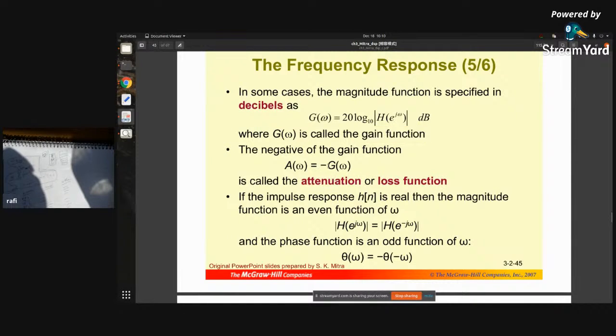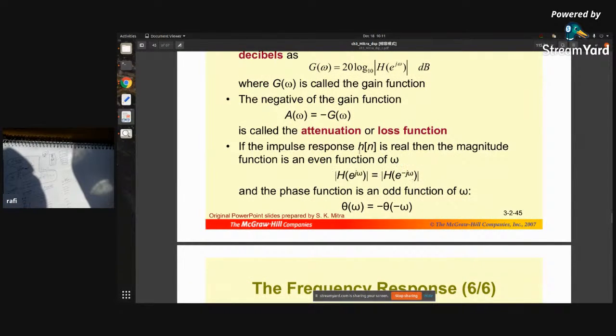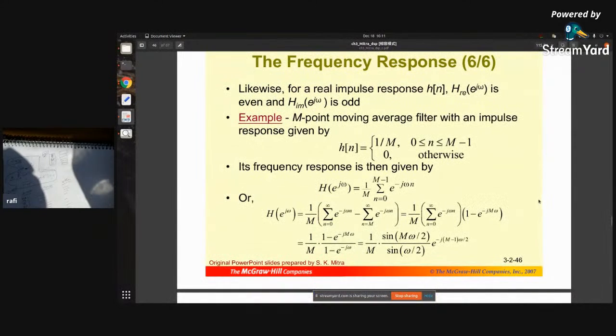G of omega is this gain function. The negative of the gain function we call attenuation or loss. If gain is low, you call it loss. So this we already know: if x of n is a real function, from the symmetry properties its magnitude spectrum is an even function of omega, and phase will be an odd function of omega. So this is one example.